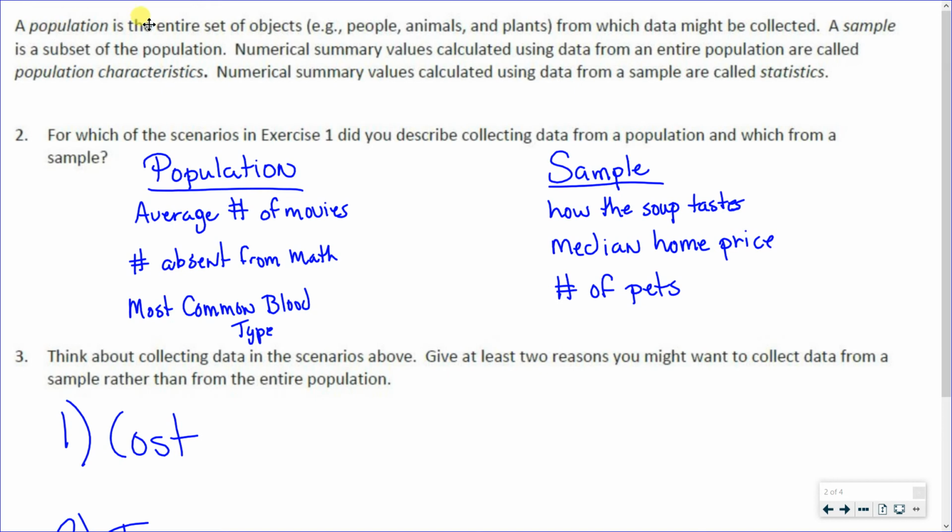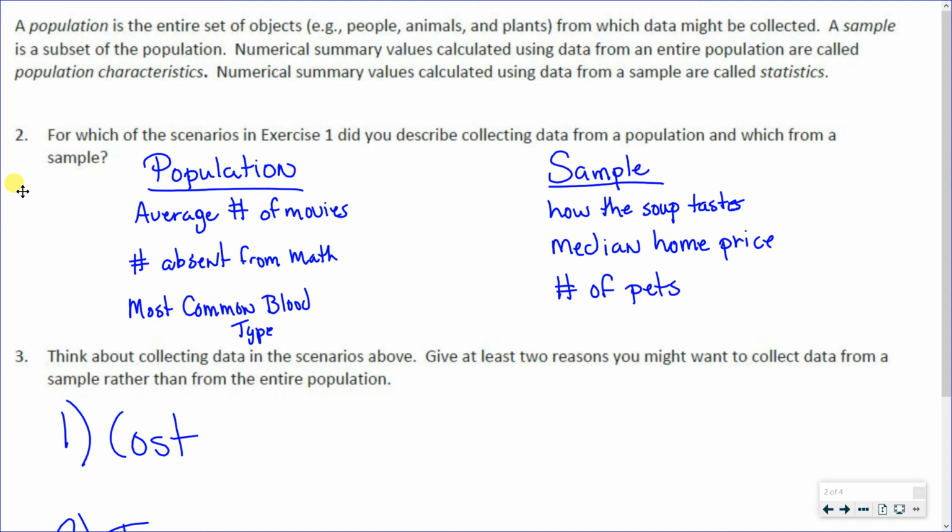We'll see right here. A population is the entire set of objects, e.g. people, animals, plants, from which data might be collected. A sample is a subset of the population, just like I explained to you with New York City. New York City encompasses everything in New York City, but then you have suburbs. You have smaller subsets: Manhattan, Upper West Side, Harlem, all that kind of stuff. These are all just small little sections of the bigger town.